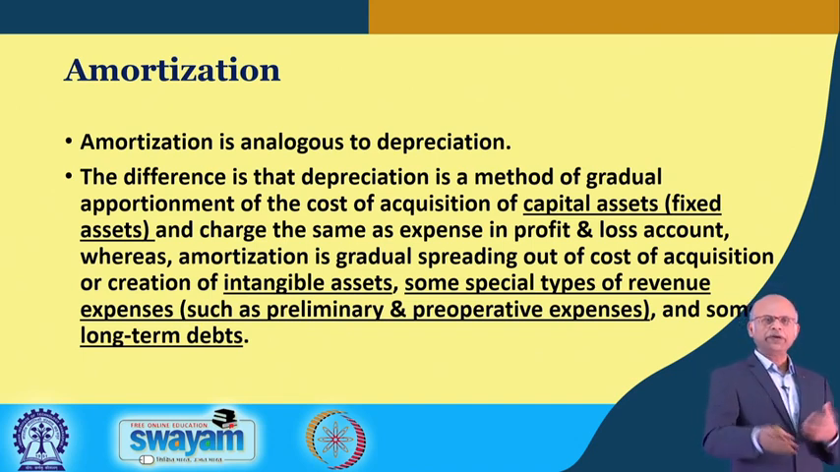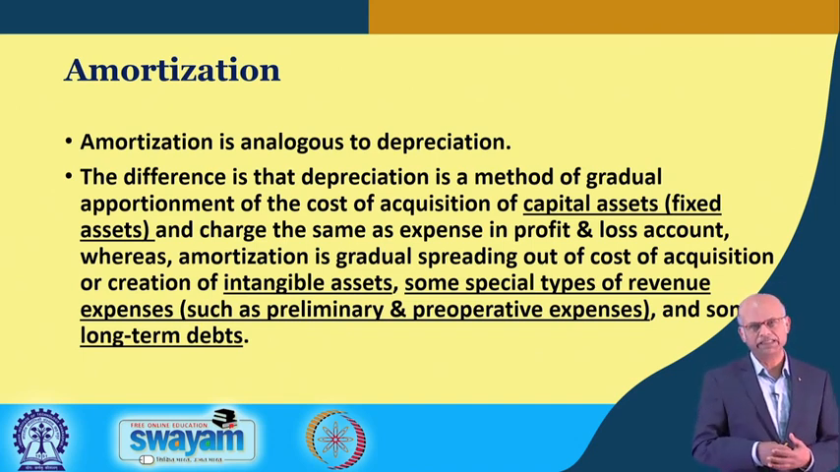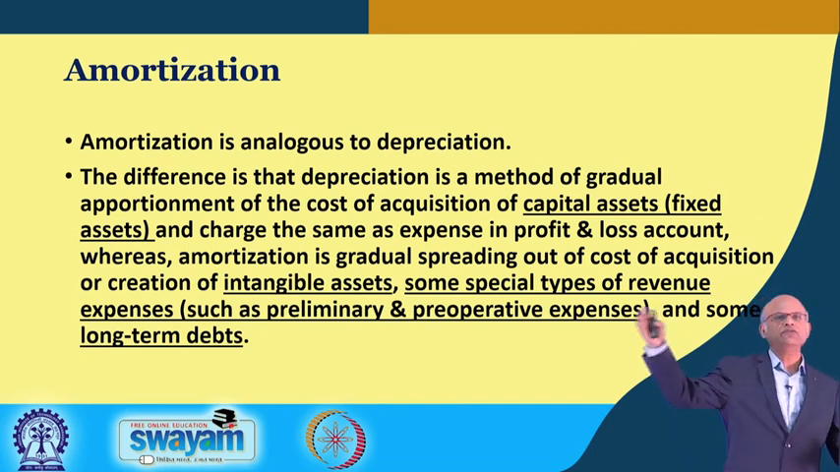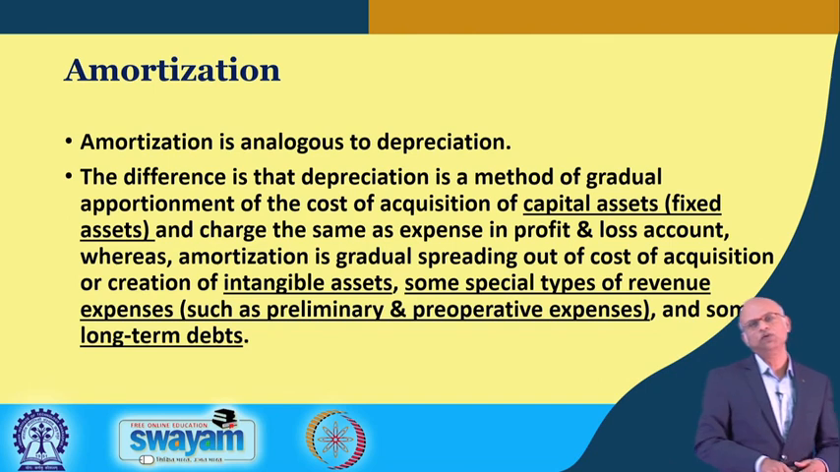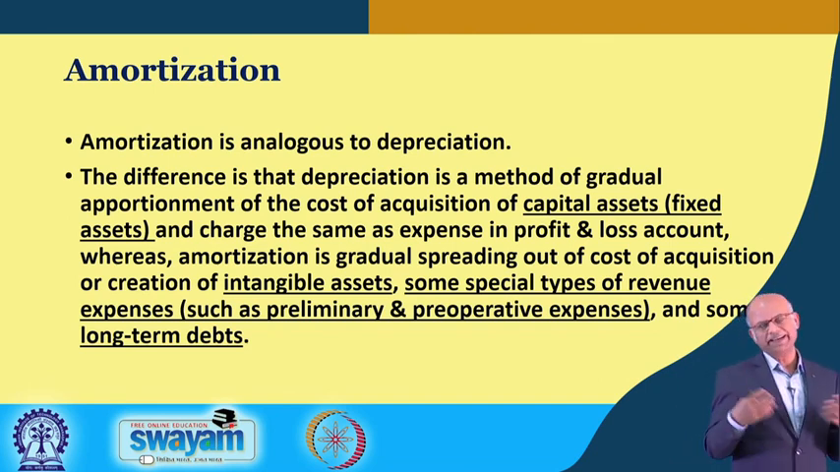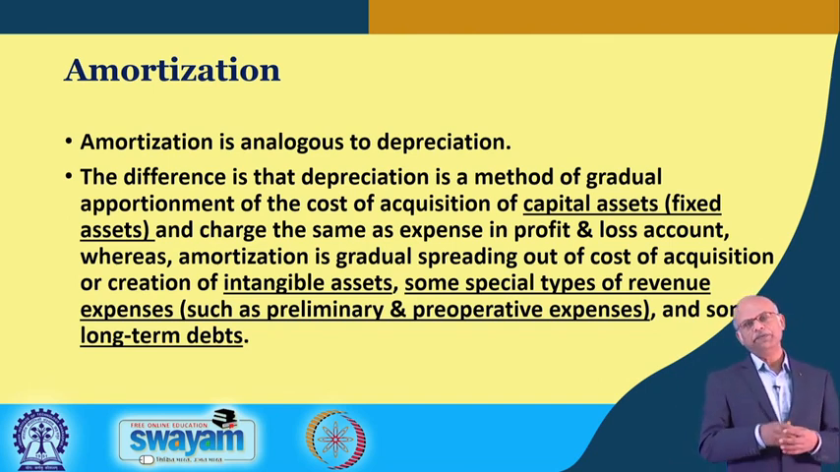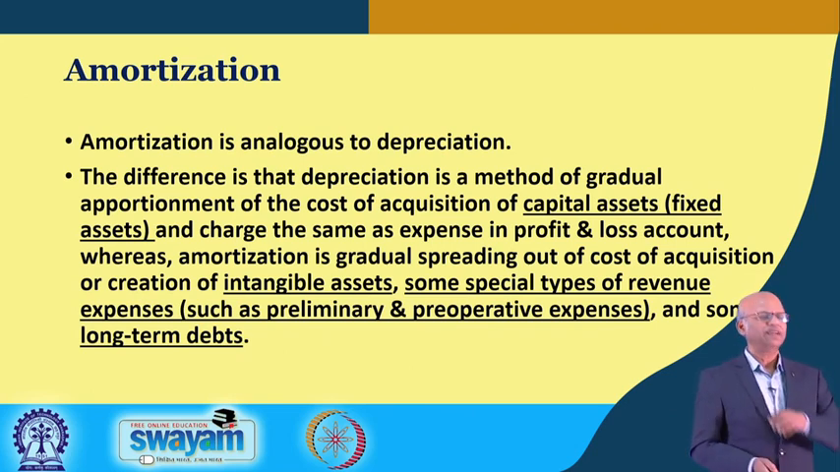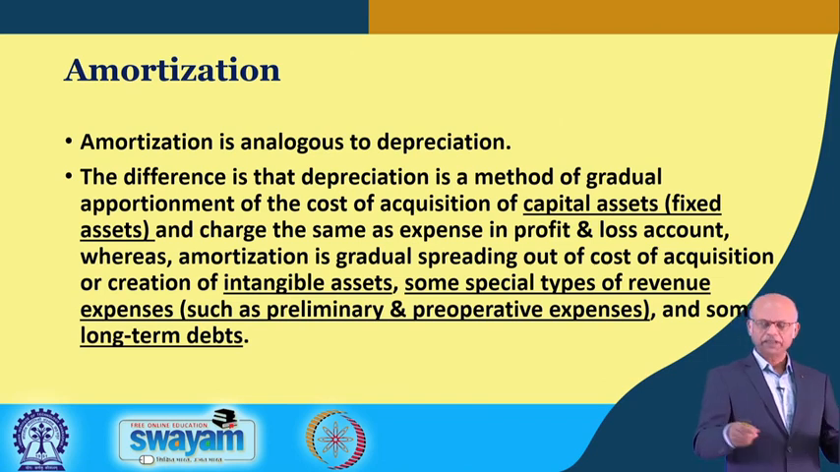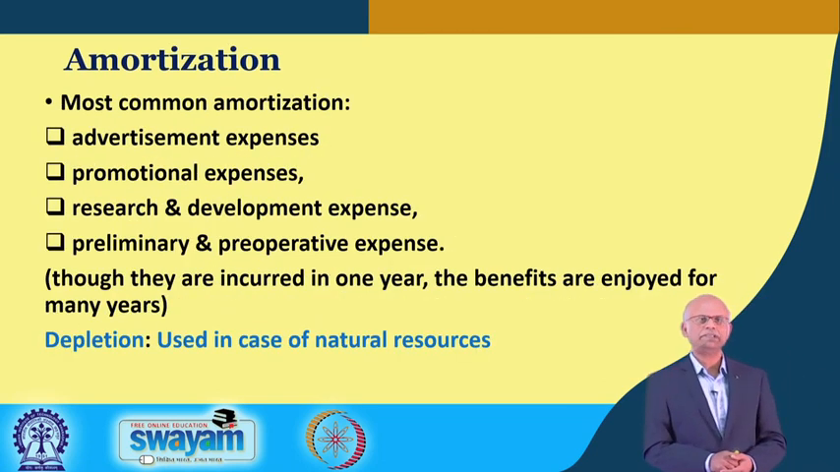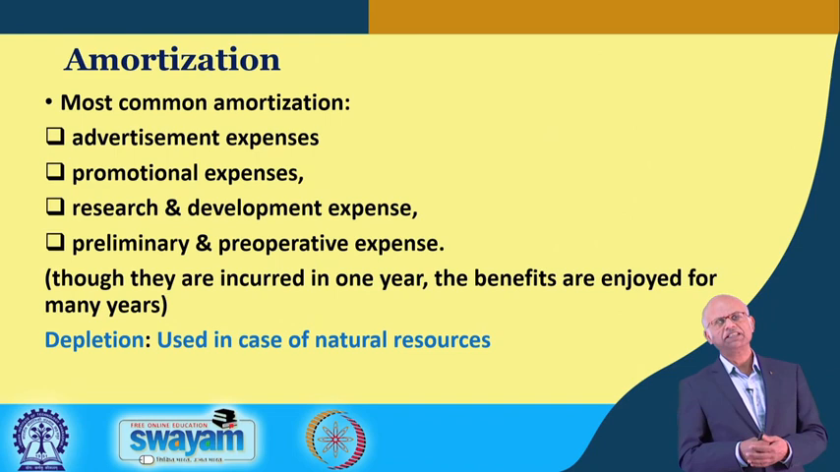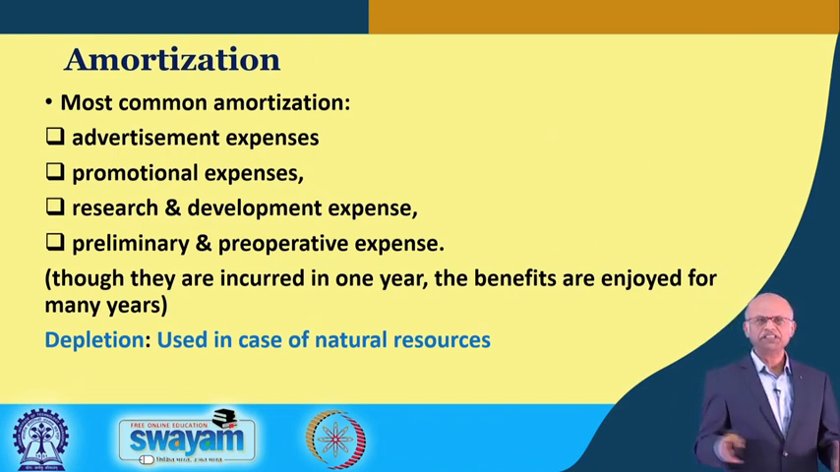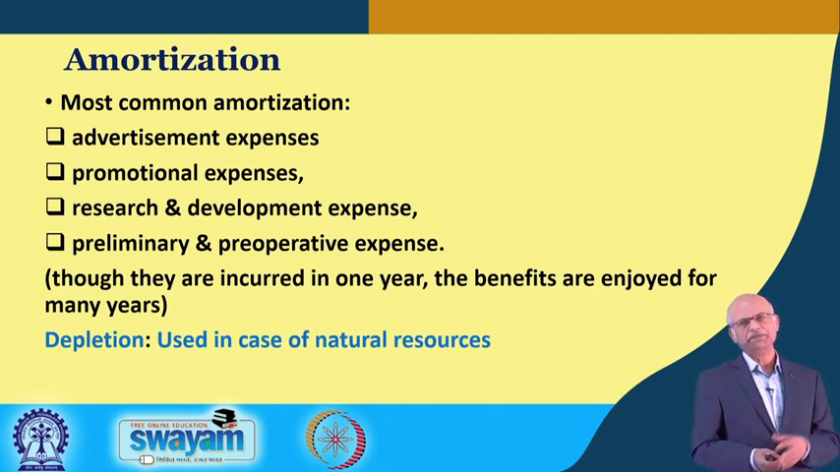You can even do it other way around. First year 50,000 because profit is less, next year 1.5, next year 1 lakh, 1.5, then gradually increase, and in the process you charge the entire preliminary pre-operative expenses over a period of 10 years. For research and development, you do it other way around. There is no hard and fast rule of the company. Most common amortization expenses refers to advertisement, promotional expenses, research and development expense, preliminary, pre-operative, etc.